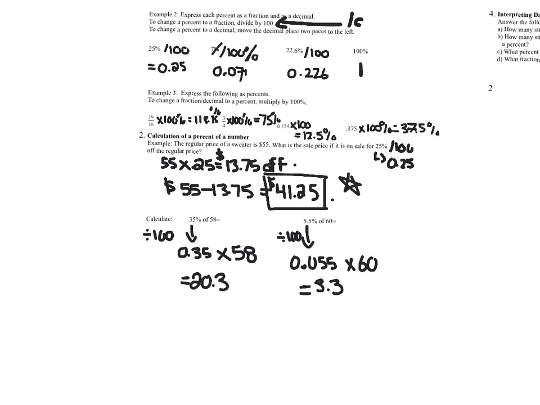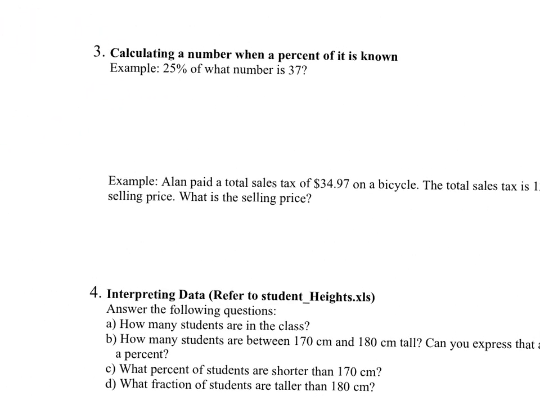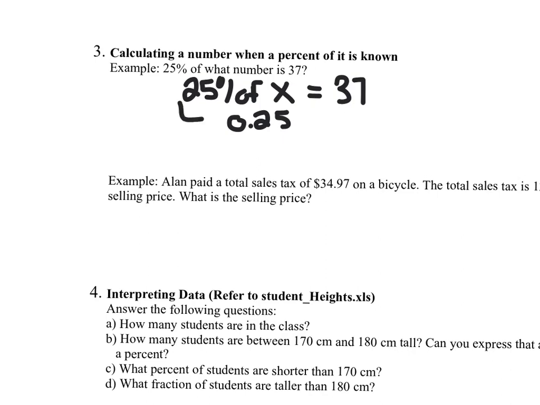So moving on to your next page here. This one's calculating a number when a percent of it is unknown. So this time we're asking 25% of what number is 37. So we're asking the opposite of what we did. So we're saying 25% of blank is equal to 37. So we're trying to find that unknown number. We can put this into an equation because we know to convert to a decimal by dividing by 100. Of means multiplication, so 0.25 of x equals 37.